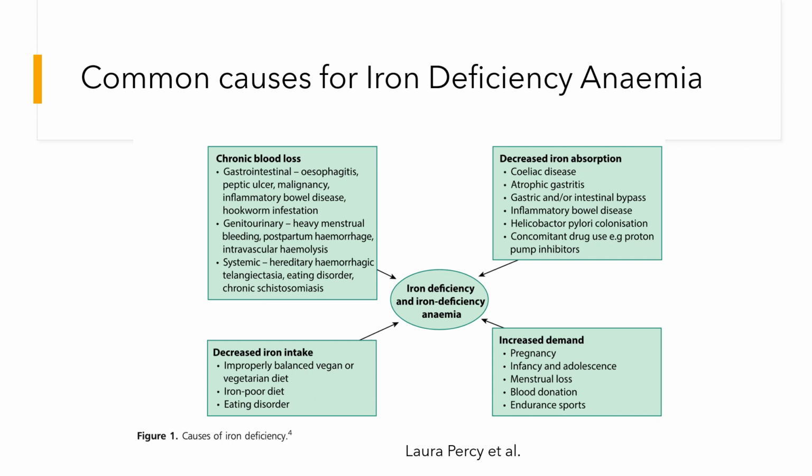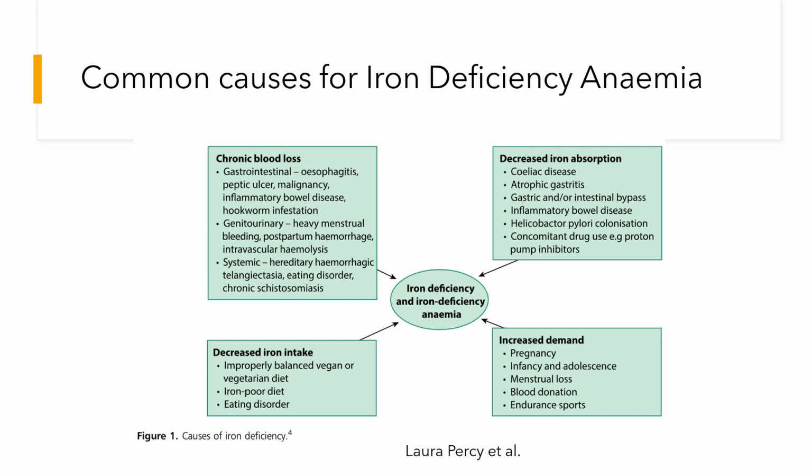And iron absorption is reduced in any disease which affects your duodenum, and in conditions where your acid level is low in the stomach. So it can be secondary to celiac disease, atrophic gastritis, gastrointestinal bypass, inflammatory bowel diseases, H. pylori colonization, and concomitant use of proton pump inhibitors.